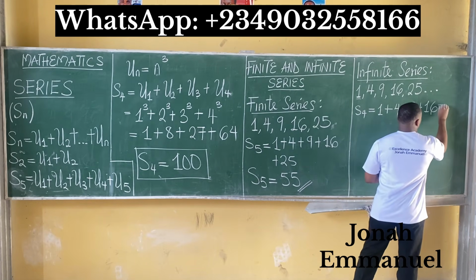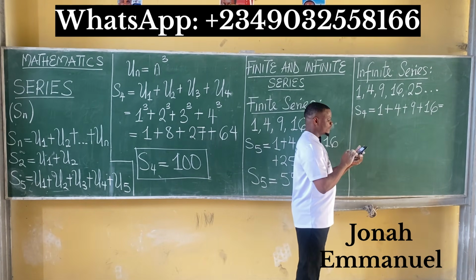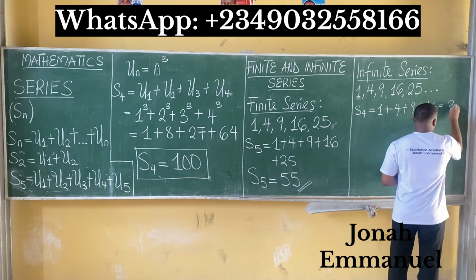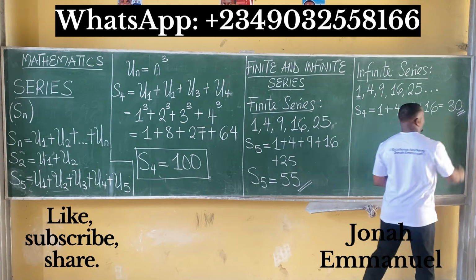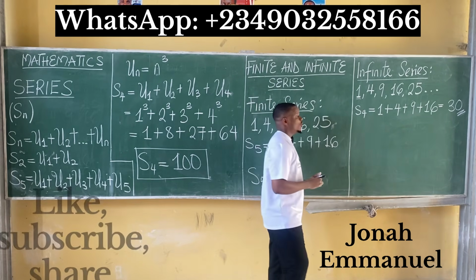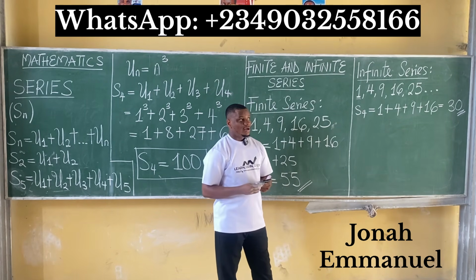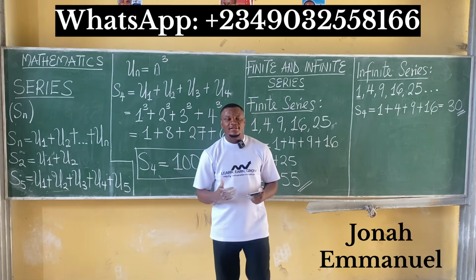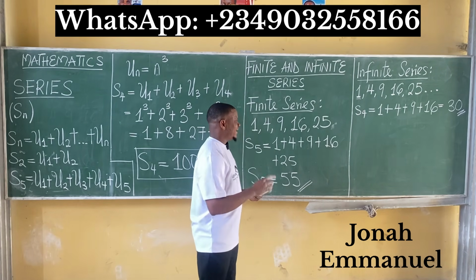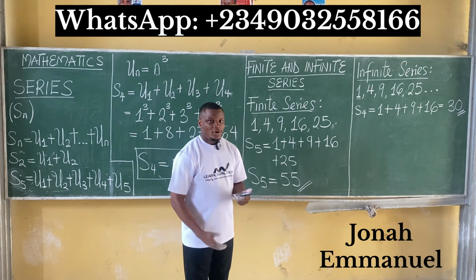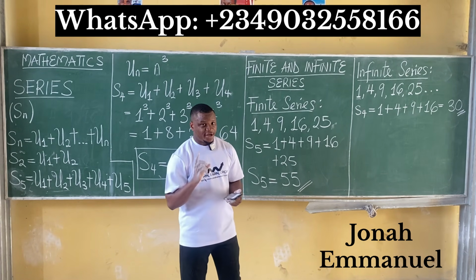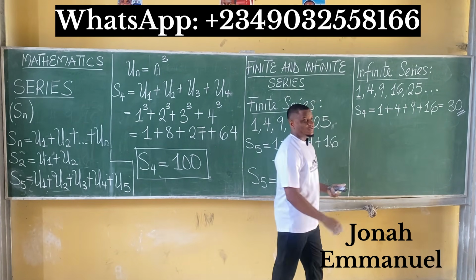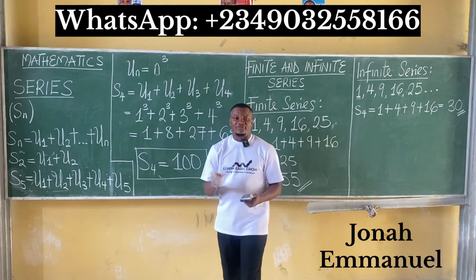This is equal to 1 plus 4 plus 9 plus 16. The answer there is 30. So this gives you 30. So the sum of the first 4 terms of this infinite series is 30. Also, they could ask to find the sum of the first 10 terms of the sequence. Again, you want to note that this sequence is actually infinite.